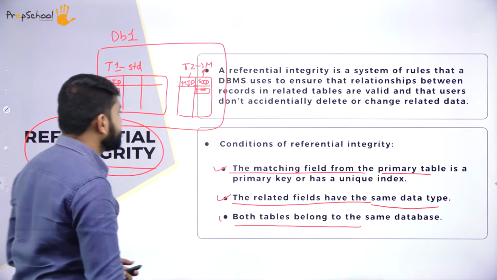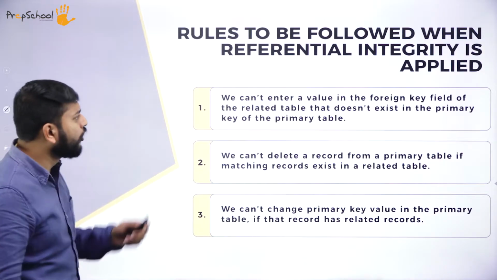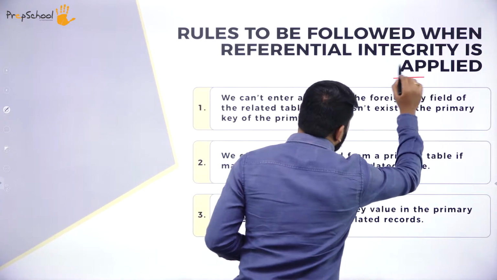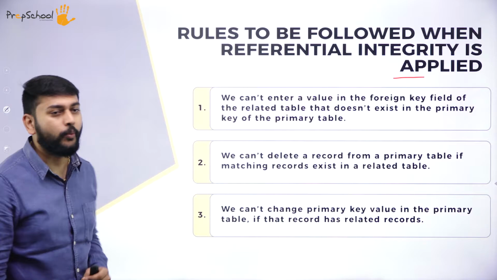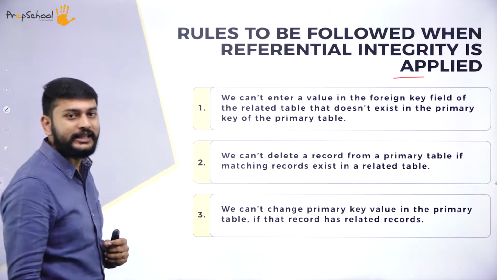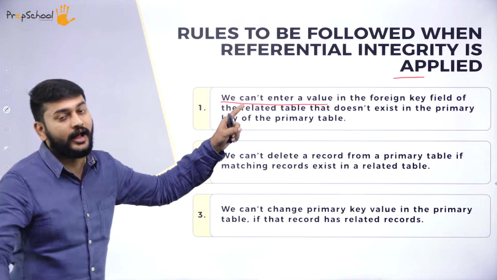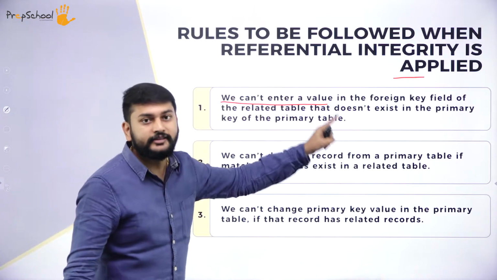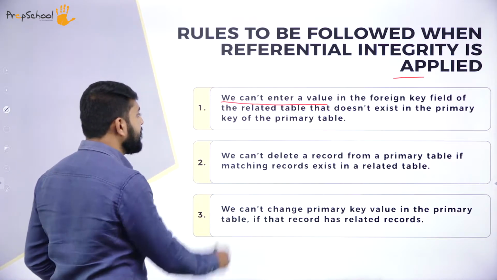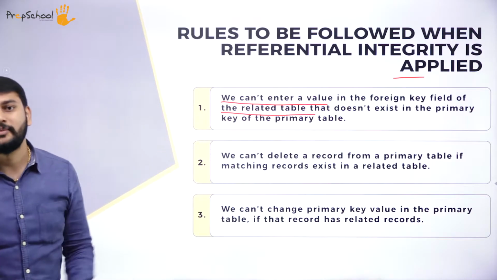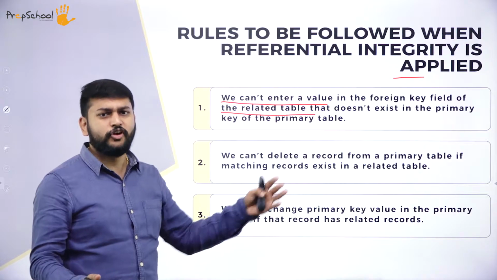Moving on to the next one. Rules to be followed when referential integrity is applied. So guys, let us understand one by one. What is the first rule? Please understand, we can't enter a value in the foreign key field of the related table that does not exist in the primary key of the primary table. What is the meaning of it? I have already explained.